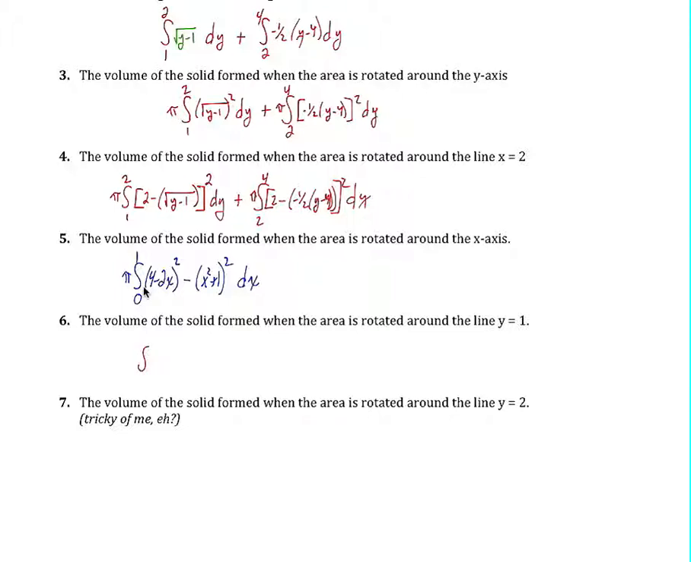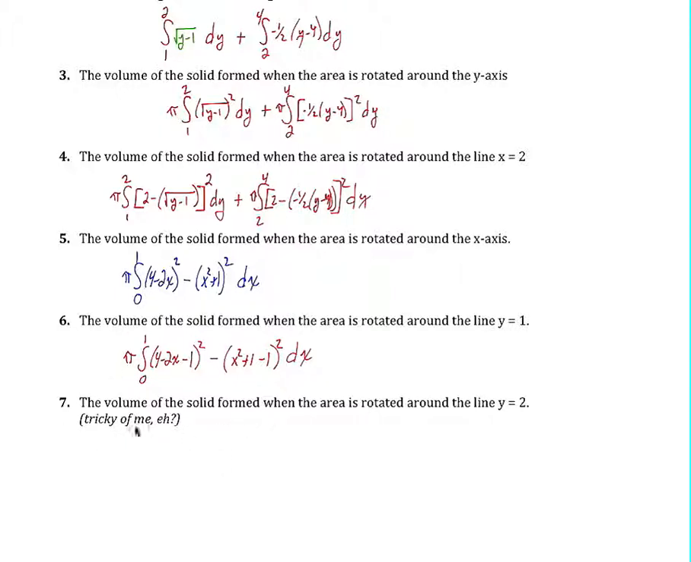So the integral again is going from 0 to 1, pi r squared. Pi ends up on the outside. The inside, we have 4 minus 2x, the original radius. We're shortening it by 1, and that gets squared, minus the interior radius, x squared plus 1. We're shortening that by 1. That gets squared, and this is dx. Right? Now for the fun one.